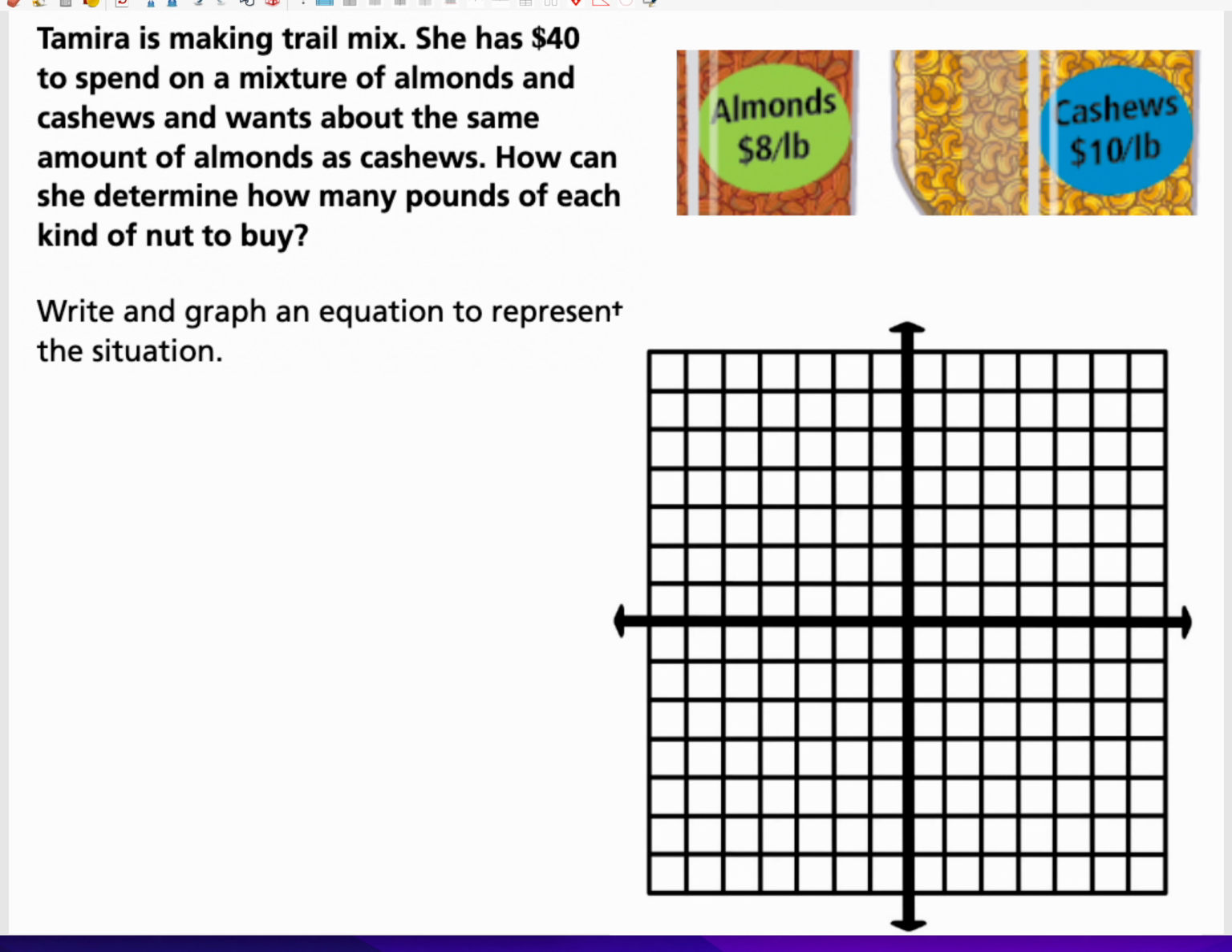Tamira is making trail mix. She has $40 to spend on a mixture of almonds and cashews and wants about the same amount of almonds as cashews. How can she determine how many pounds of each kind of nut to buy? So almonds is $8 a pound, cashews is $10 a pound. You do 8x plus 10y equals 40. I like to know if I'm right.